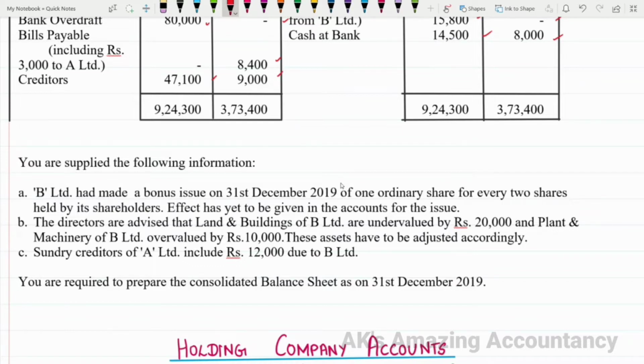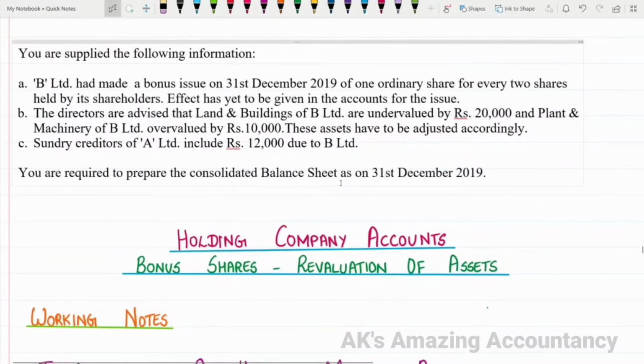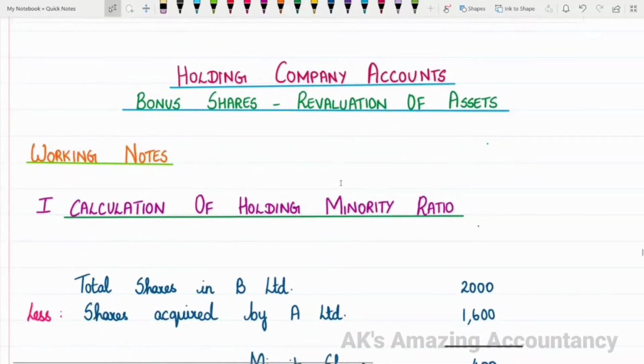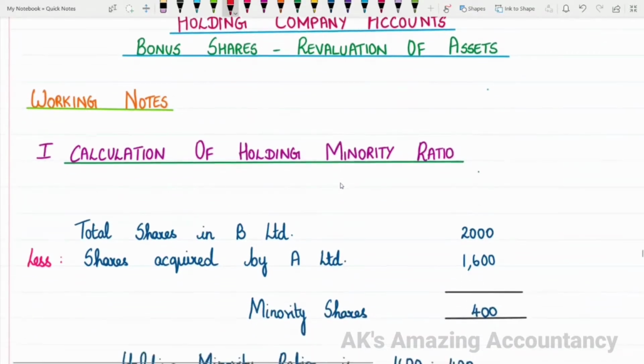This particular problem involves adjustments and information relating to bonus issue, then information relating to overvaluation and undervaluation of assets, and information relating to mutual obligations also. So let us see how to proceed with the answer. First, as usual, let us begin with the calculation of holding minority ratio.